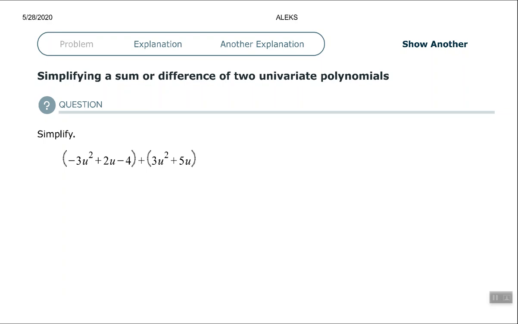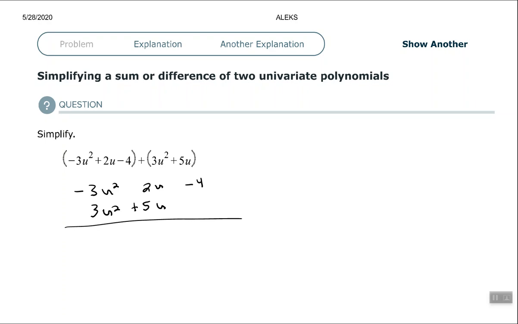So again, you can do this vertically or horizontally. I'll do this vertically again just for those who want to see it. So negative 3u squared, and then in my other parentheses I had a positive 3u squared. Then I had a 2u in my first parentheses, first polynomial. In the second polynomial we had a positive 5u. If you want to put a plus there, that's fine. You don't have to, but if that makes it easier for you, that's fine. And then in the first parentheses we had negative 4, and we didn't have a regular number in the second parentheses, so there's no need to put anything under it unless you want to put a 0 underneath there.